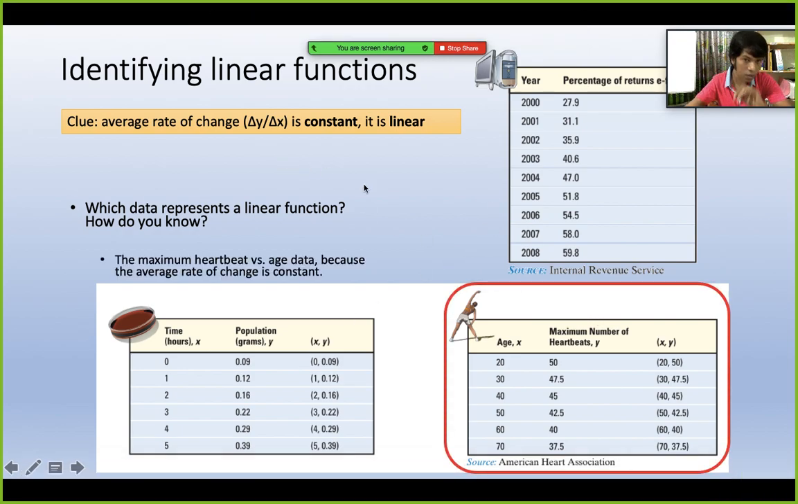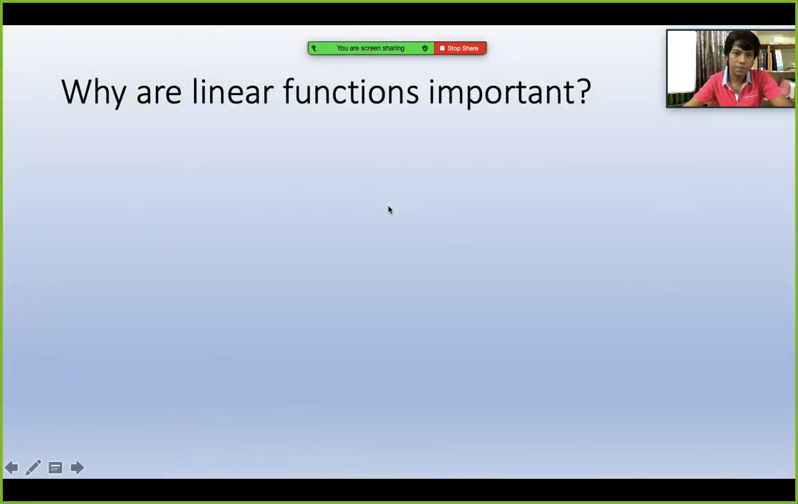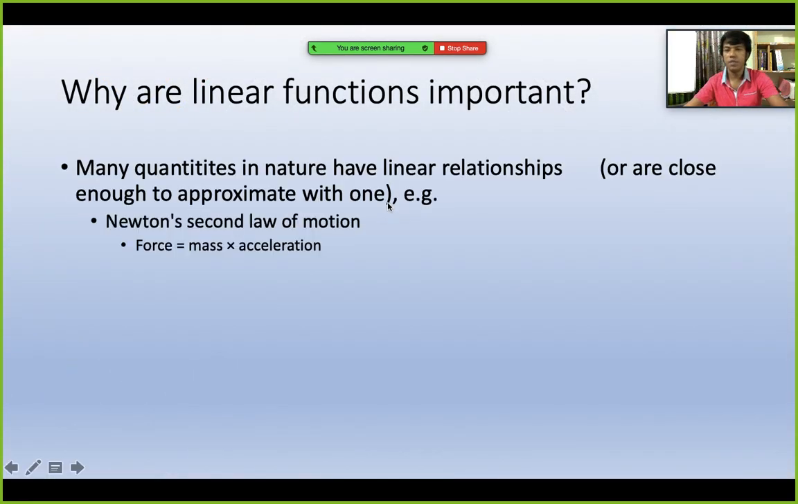Okay, so this box is the only linear one. These are for in-class practice. So why is the linear function important? Why do we care about it? Because we can use it in our real life situations. Many real life problems we can solve by using this linear function.